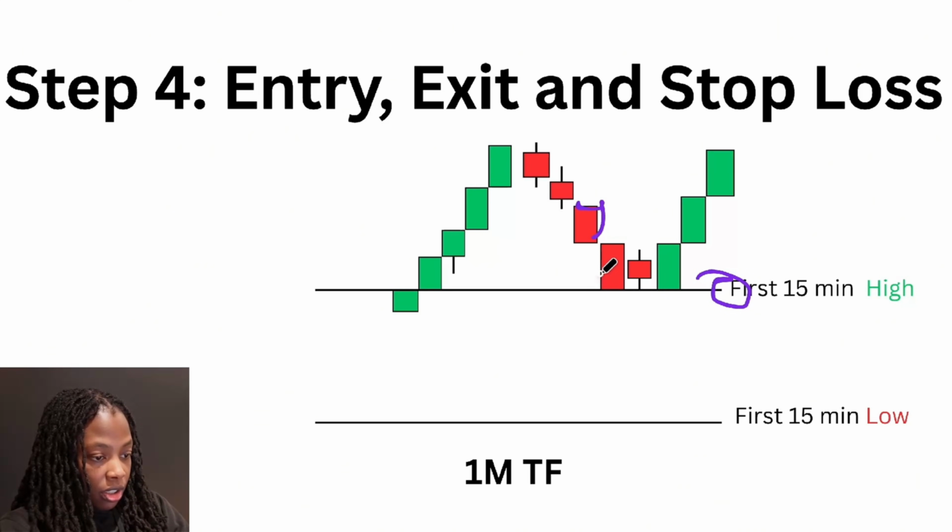What happens? So sellers are trying to push the price, but they don't succeed. They don't succeed in pushing price down to break below the 15-minute high. And then a buyer steps in, or buyers step in and form a strong candle that engulfs this candle, right? So this is your signal bar, and this is your confirmation that buyers are stepping in, and then you can enter the trade here, and your profit target will be this high.